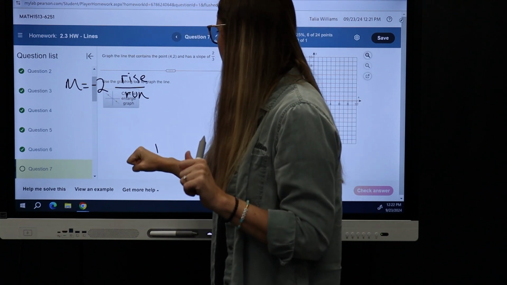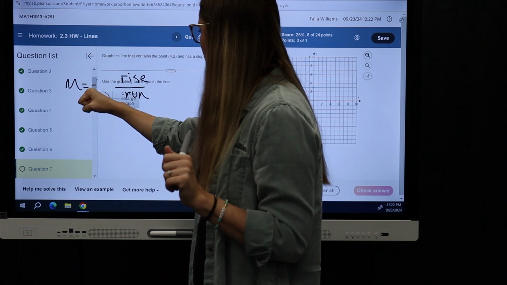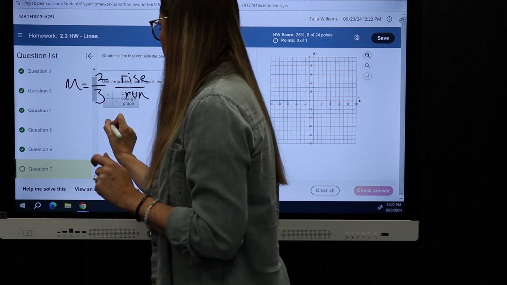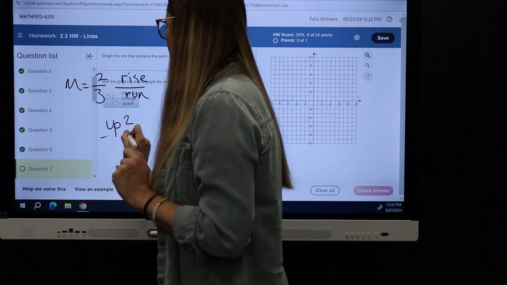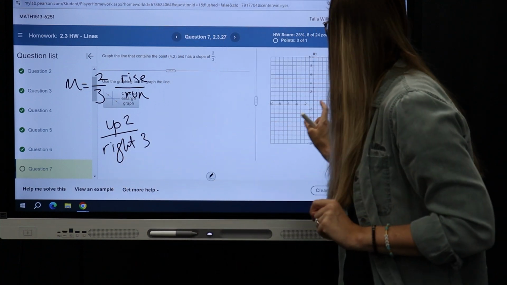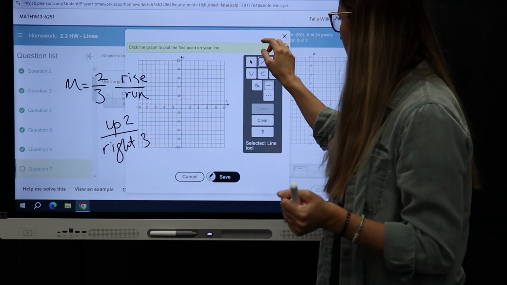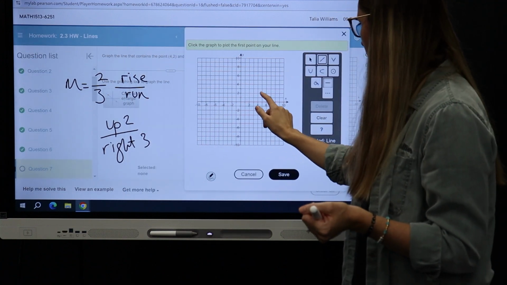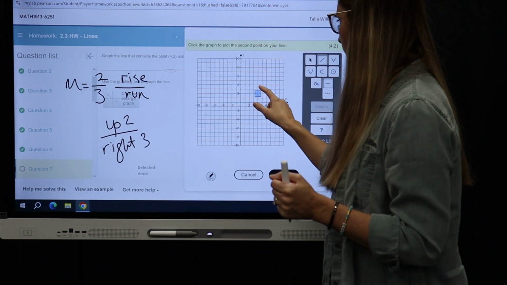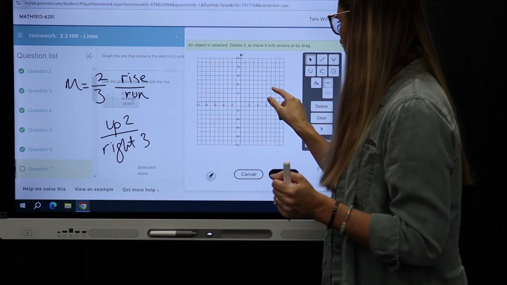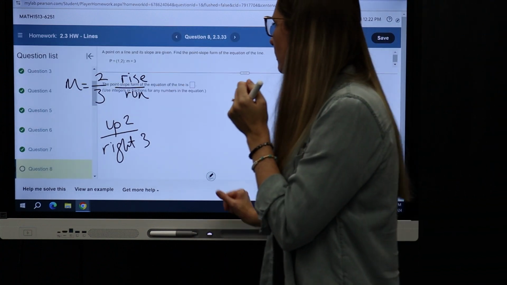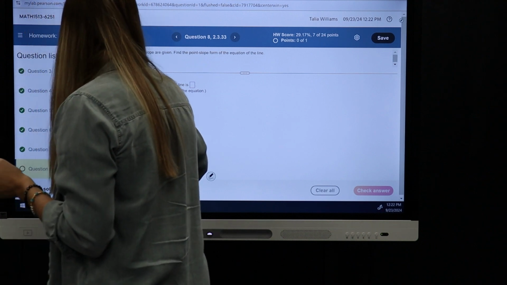Graph the line that contains the point 4, 2 and has a slope of 2/3. I'm going to write 2/3 here. So since this is positive, we're going to go up 2, always go right. We're graphing a line. Our point is 4, 2. Our slope is 2/3. So from this point, we're going to go up 1, 2, and right 1, 2, 3. Let's see what this tells us.